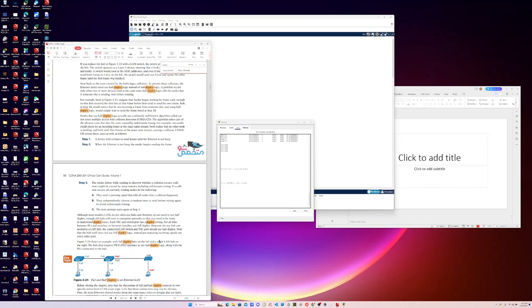Although most modern LANs do not often use hubs and therefore do not need to use half duplex, enough old hubs still exist in enterprise networks that you need to be ready to understand duplex issues. Each NIC and switch port has a duplex setting. For all links between PCs and switches or between switches, use full duplex. However, for any link connected to a LAN hub, the connected LAN switch and NIC port should use half duplex. Note that the hub itself does not use half duplex logic, instead just repeating incoming signals out every other port. Figure 2-24 shows an example of full duplex links on the left and a single LAN hub on the right. The hub then requires SW2's F0/2 interface to use half duplex logic along with the PCs connected to the hub.